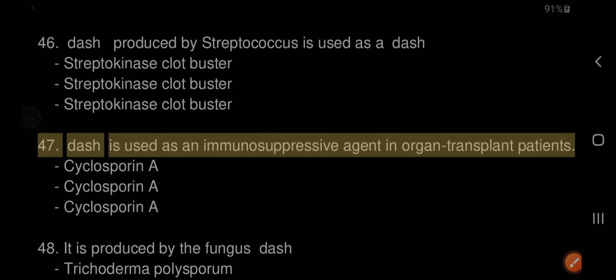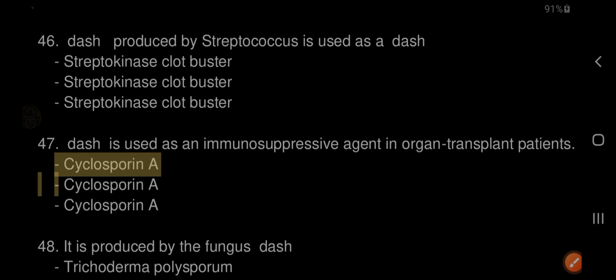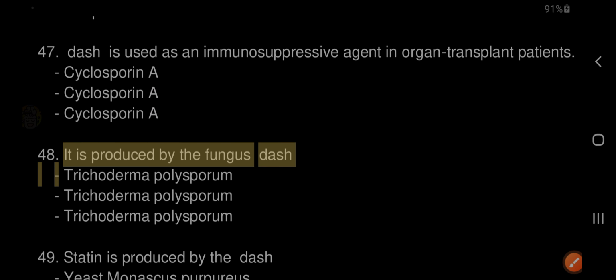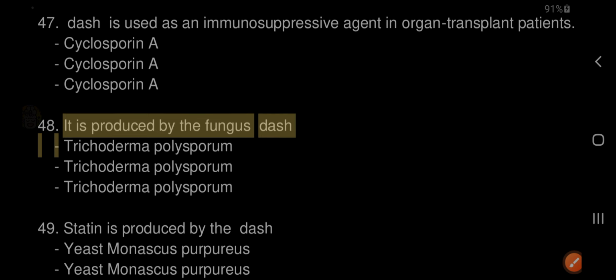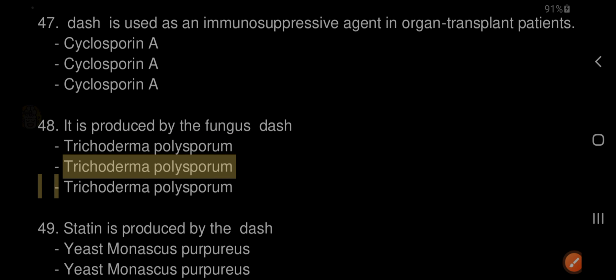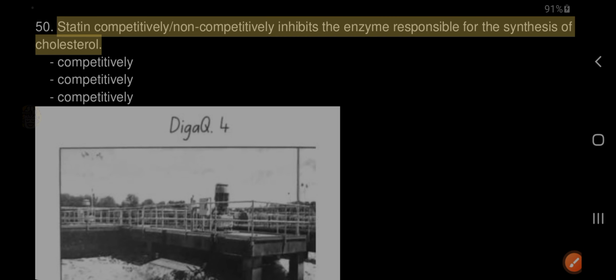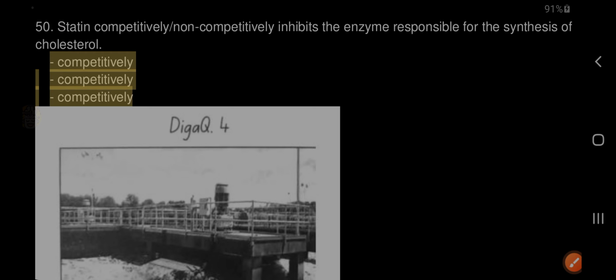47. Cyclosporin A is used as an immunosuppressive agent in organ transplant patients. 48. It is produced by the fungus Trichoderma polysporum. 49. Statin is produced by the yeast Monascus purpureus. 50. Statin competitively inhibits the enzyme responsible for the synthesis of cholesterol.